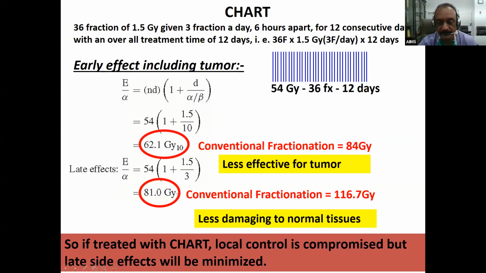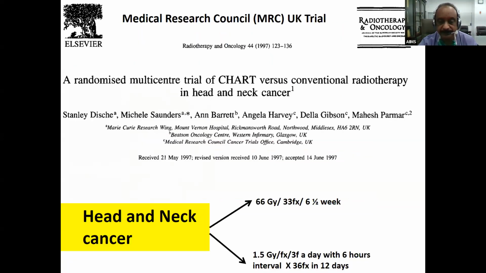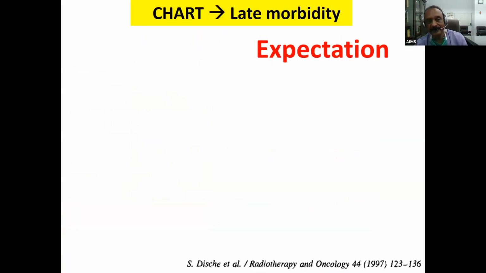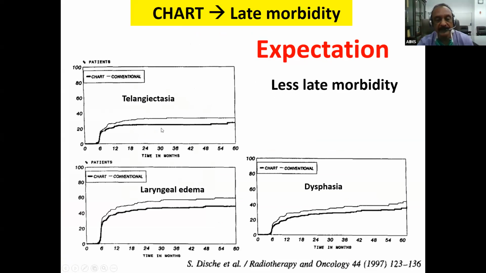It was validated by the MRC UK trial, conventional fractionation versus CHART. And let us look at the outcome. Let me first look at the late morbidity. We expected late morbidity to be less. And what did we get? Ultimately the same thing on all parameters of late effect, that is telangiectasia, laryngeal edema, dysphagia. All parameters of late morbidity were the same in the CHART arm as compared to the conventional arm.